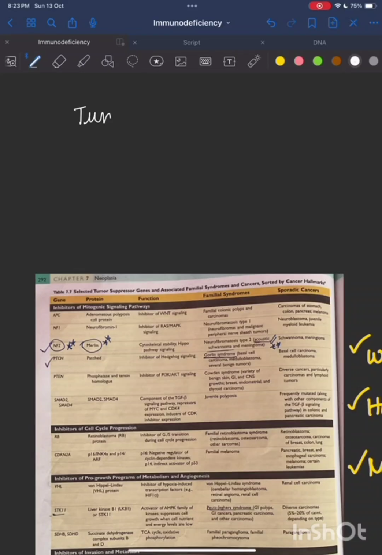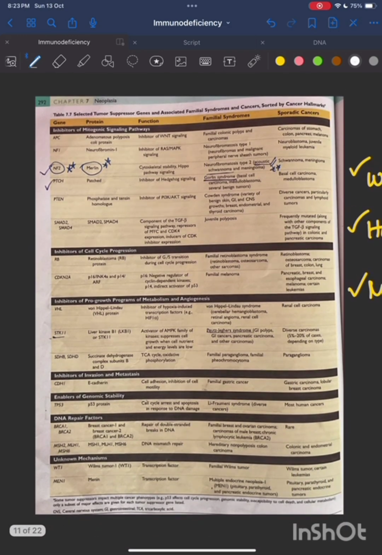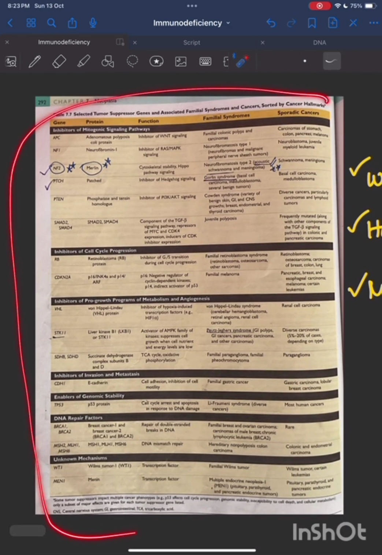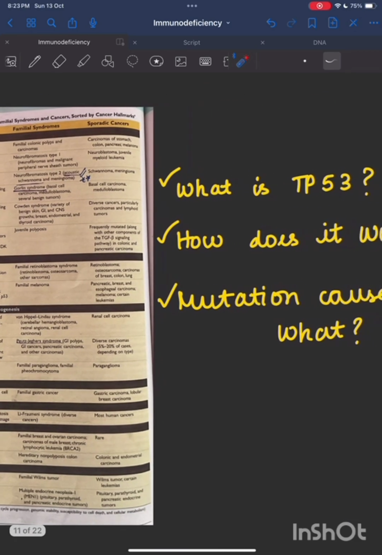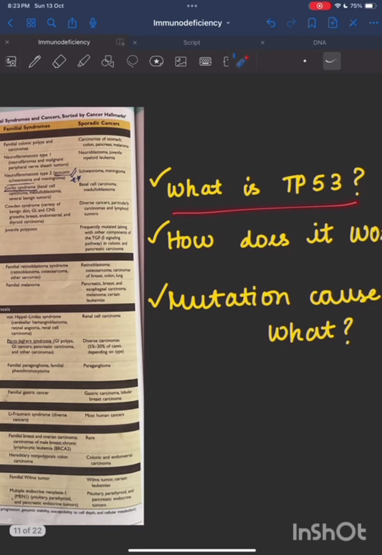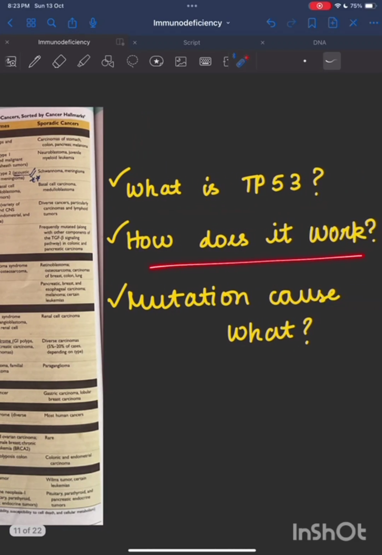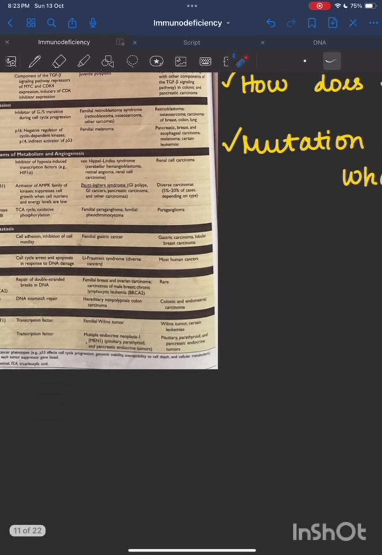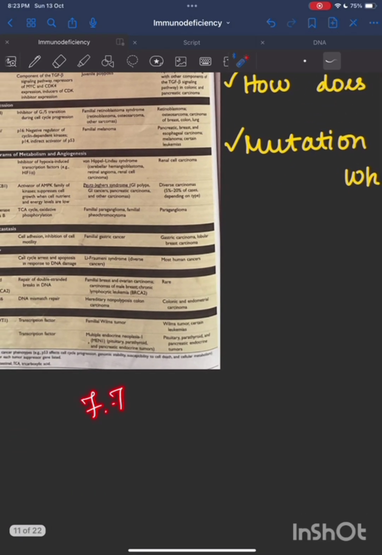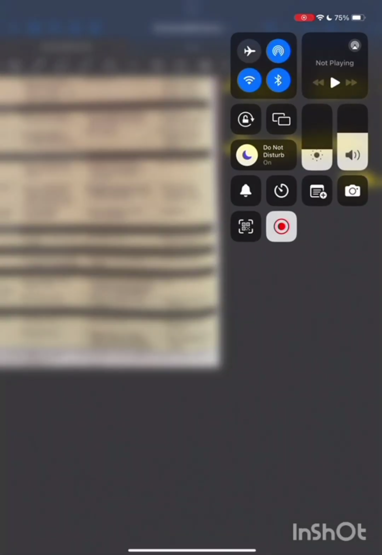Today we are going to see about tumor suppressor gene. I hope you have seen this table in Robbins' book. It is such an important table. You have to memorize everything from this table. It is very important. Today we are going to see what is TP53, how it works, and what TP53 mutation causes. This is table number 7.7.